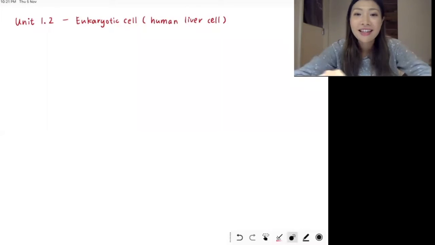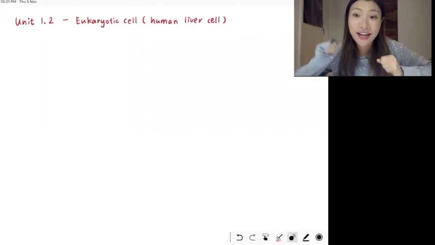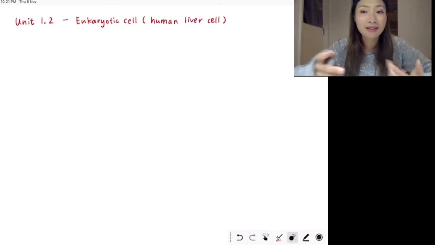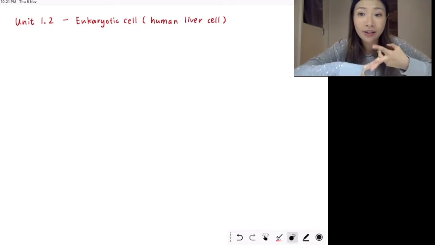Michelle here, and today we're going to learn how to draw a typical eukaryotic cell using a human liver cell as an example. It's actually part of the syllabus in Unit 1.2 in IB Biology, so it is a topic that's covered in both standard level and higher level.